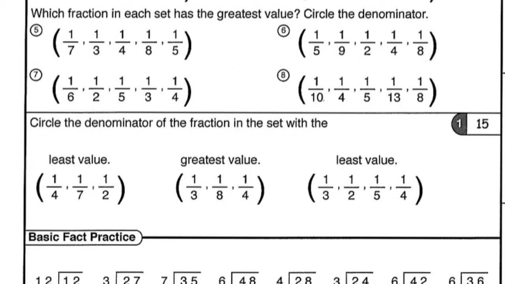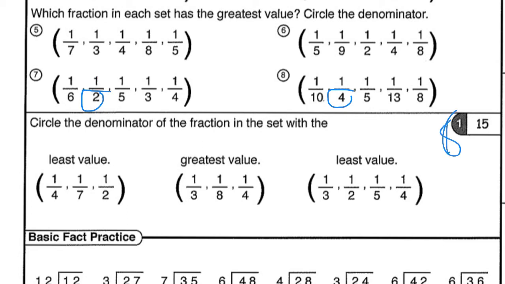Alright, pause the video, try 7 and 8, and then turn it back on. Now remember, we're looking for the fraction that has the greatest value. Again, 1/2, you should have circled the 2 there. And the greatest fraction, or the one with the greatest value, number 8, is 1/4. You should have circled the 4. Alright, go ahead and try the check answer box here that has a 15 in the corner.